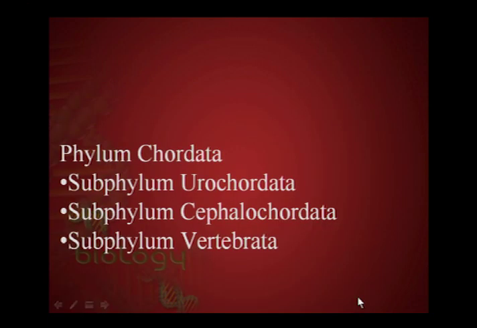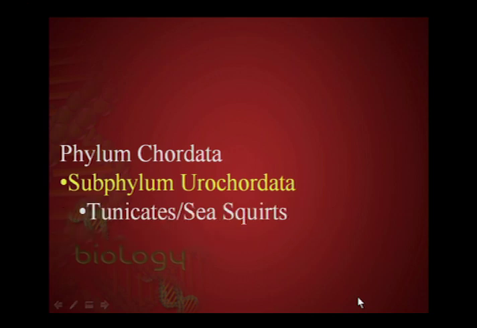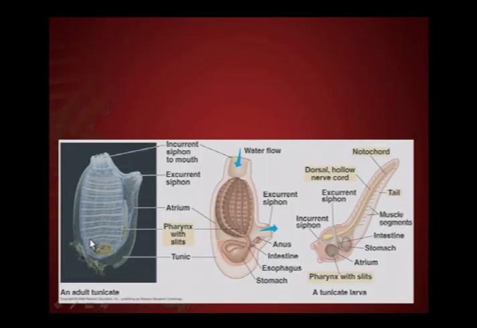Now, as we look at the phylum Chordata, there are 3 subphyla. One subphylum are the Urochordata, and the Urochordata are commonly called the tunicates or sea squirts. When you look at an adult sea squirt, it really doesn't look anything like a chordate. You would never look at this and say, oh, that looks like a chordate. It has these 2 siphons. Basically, it takes in water, runs it over a gill basket where it filter feeds.